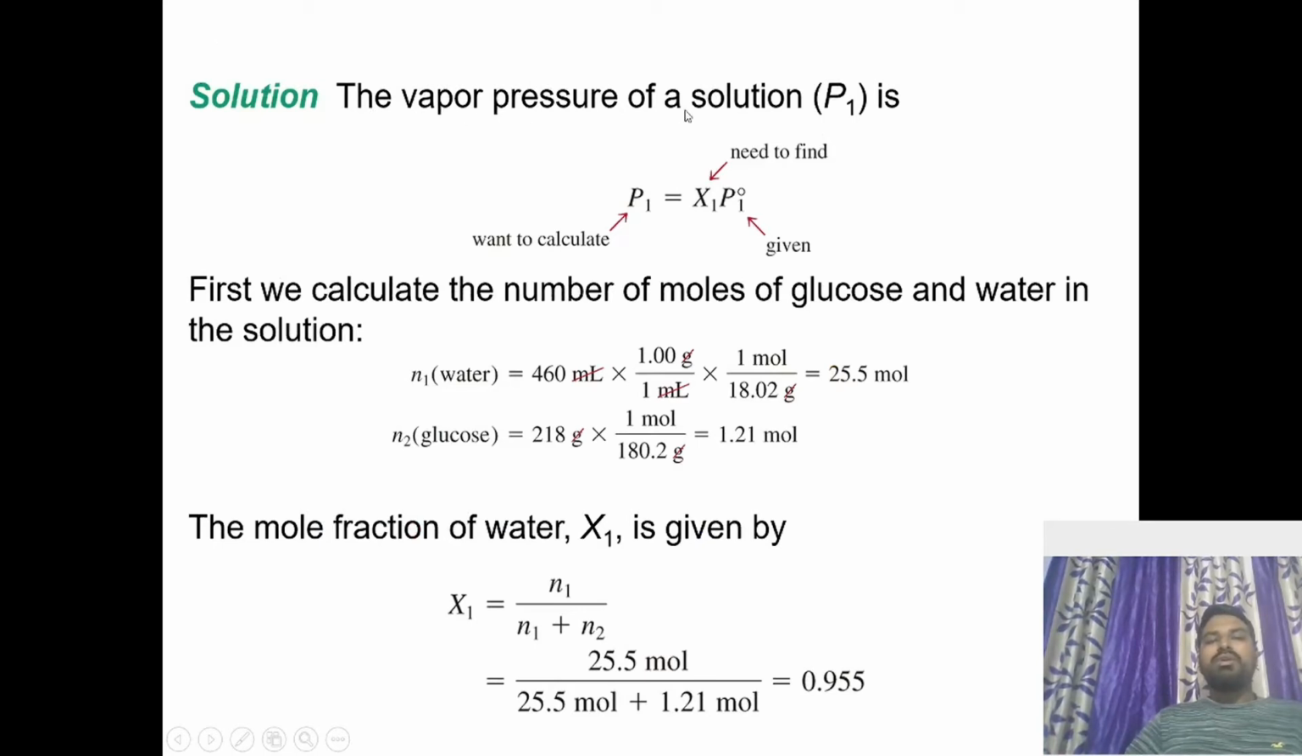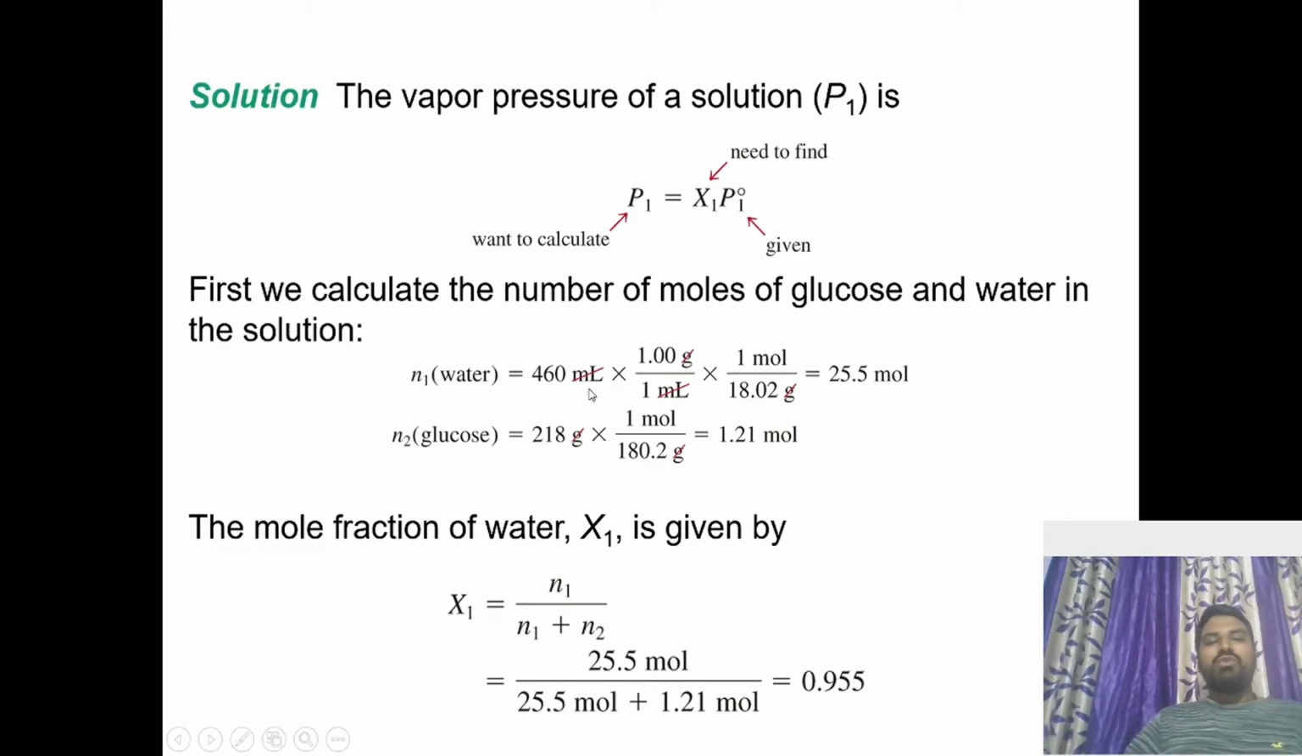The vapor pressure of a solution P1 is equal to X1 P01. Now we have to calculate this vapor pressure of the solution. What is given? P01 is given, and we need to find X1. First we calculate the number of moles of glucose and water in the solution.